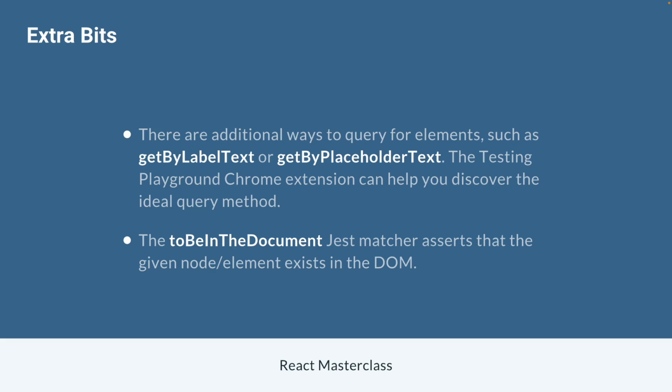Finally, we saw one more matcher, which is toBeInTheDocument, and that simply asserts that the given node or element that you query for with React Testing Library exists in the DOM. And that is a very common assertion you're going to be using, simply validating that the user sees what they expect to see after they perform some kind of interaction, such as typing or clicking.